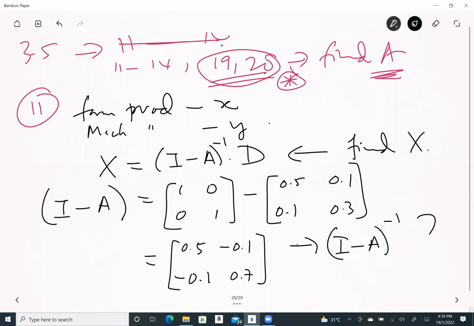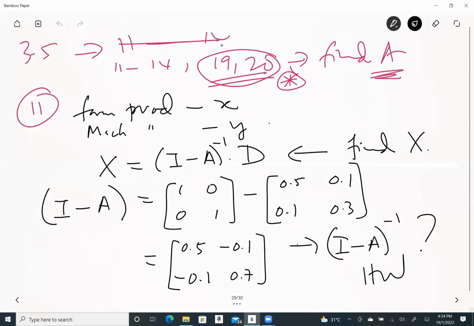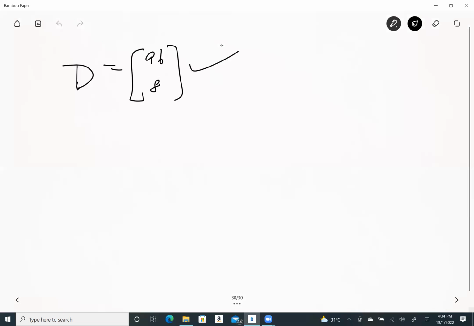Fine, that is homework. And then the matrix D, that is the final demand or surpluses. That is 96 and 8. So our D is equal to 96, 8. After that, you got the D and I got the I minus A. You get the inverse and multiply by D. Problem solved. Now you look back into the matrix A.